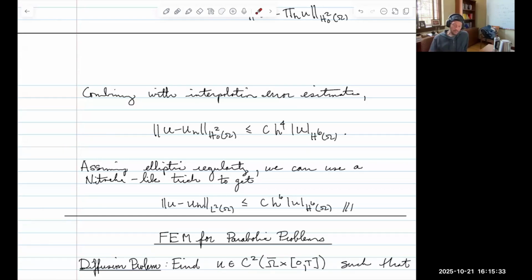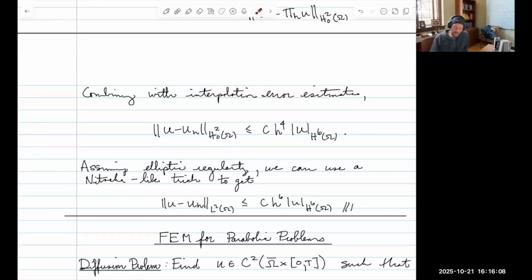Now, we can also use a Nitsche-like trick to get a regularity boost. Or sorry, if we have elliptic regularity, we can use Nitsche's trick to get an order boost for our convergence rate, because we can gain 2 more powers of h by going to L2, and therefore we get an h to the 6 convergence, or in other words, a 6th order convergence if we use piecewise polynomials of degree 5.